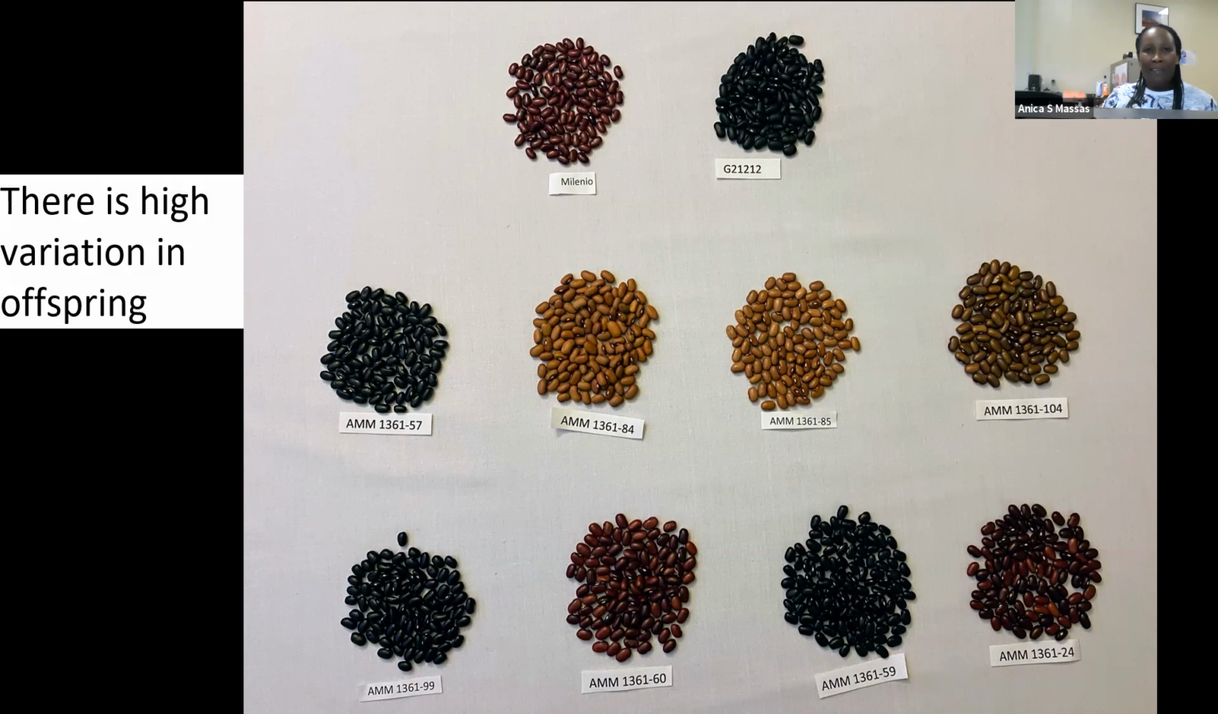Now we can see high variation in this cross, although it's a Mesoamerican cross, and they have variation in colors. Now we just see phenotype variation for the colors. But after that, we can go further and see if we can find genotype variation too. And we can see if the traits that we are looking for were transferred from one gene pool to another gene pool.